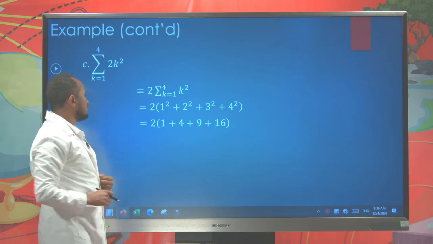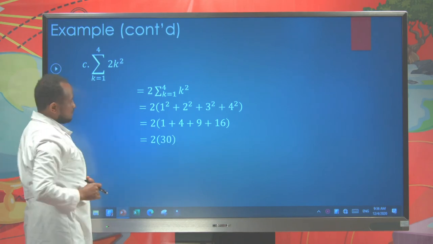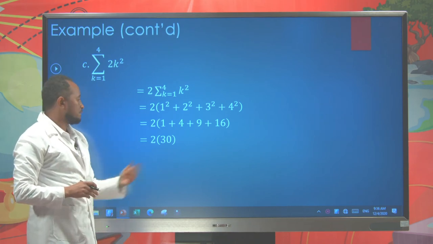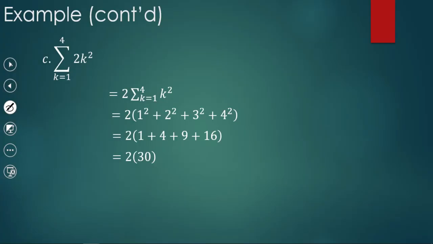So when you add these, you get the result. 2 times the sum of these numbers is 30. 2 times 30 is 60. So this is the final answer.